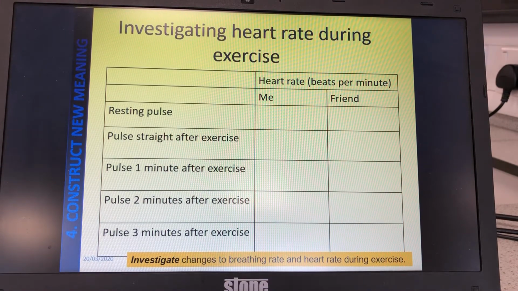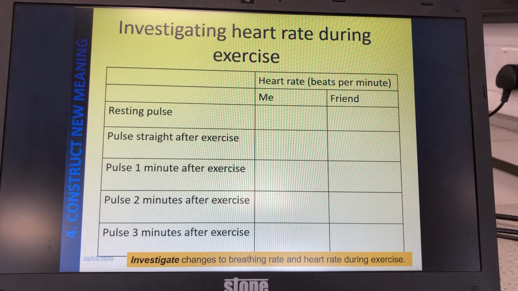Now, it's exercise time, people. We are going to exercise for 3 minutes. Now, it's really important to be able to compare our results to somebody else, that we are doing the same kind of activity with the same kind of intensity. A really easy way to do that, if we had all the equipment in the world, would be to set a treadmill to a particular speed, a particular incline, and everybody does exactly the same thing.